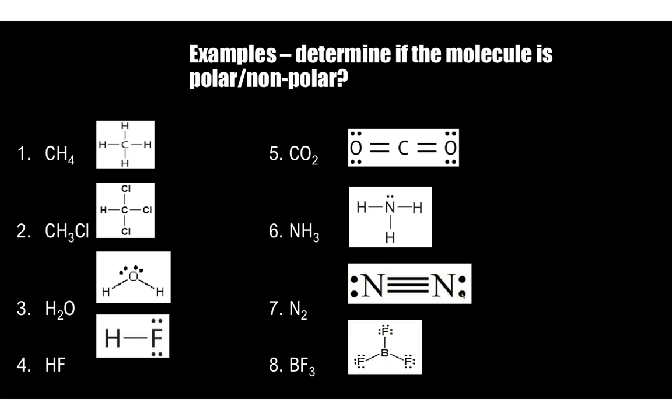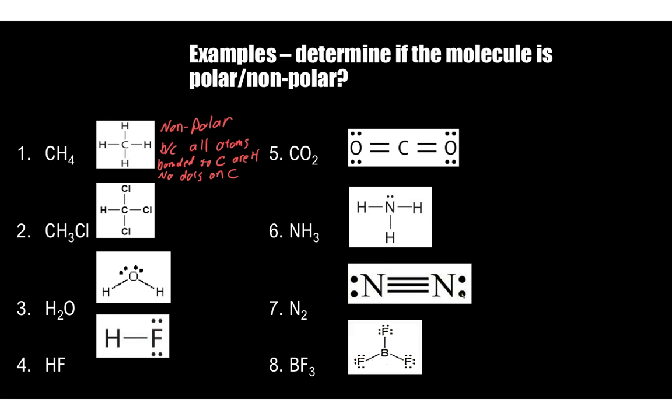So let's look at some examples here. Our first example is CH4, good old methane. Methane is nonpolar. Why? Well, all atoms bonded to carbon are hydrogen, and there are no dots on carbon. So it doesn't have different atoms bonded to carbon, and it doesn't have dots.